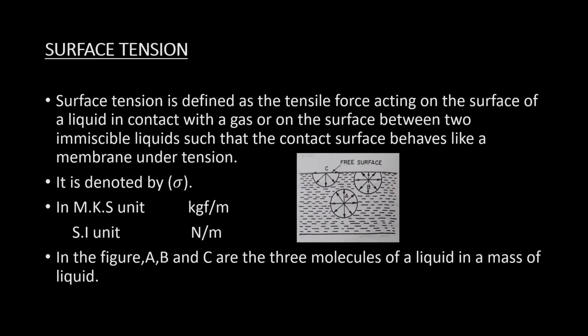The molecule C, situated on the free surface of liquid, also experiences a resultant downward force. All the molecules on the free surface experience a downward force. Thus, the free surface of liquid acts like a very thin film under tension. The surface of the liquid acts as though it is an elastic membrane under tension.